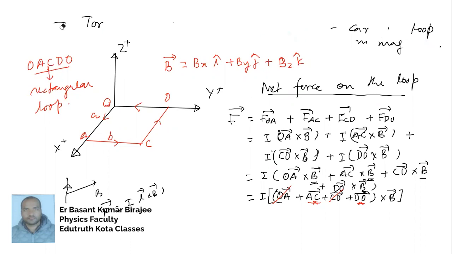So what will be the value of this bracket term OA plus AC plus CD plus DO? The value of this bracket term is 0. So you have I into 0, null vector, cross B. So your total net value will be how much? 0. Or simply you write F net is 0. Means the net force experienced by a current carrying loop is 0.